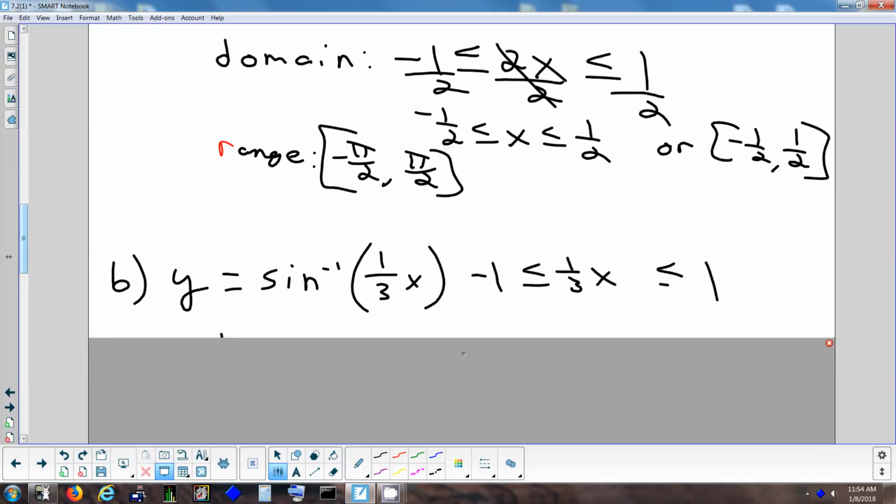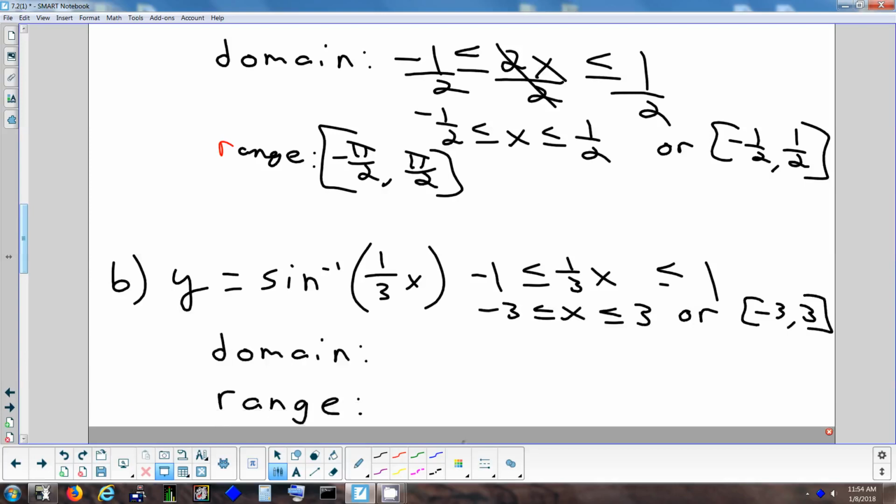And now, how would you get x by itself there? Multiply. Yeah, divide by a third or triple everything. Now you're saying x is between -3 and 3. You've taken the domain and you've stretched it by a factor of 3. Now we've done a horizontal stretch. What does that do to the up and down? Nothing. So the domain, I just wrote that, the range stays exactly the same.